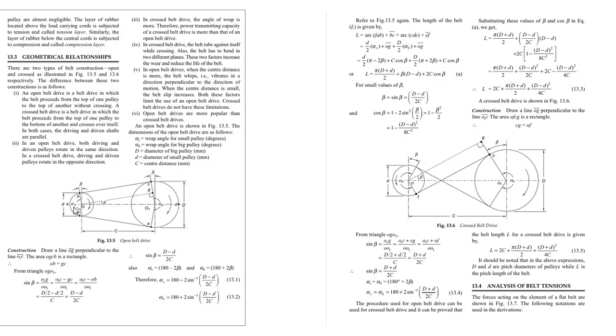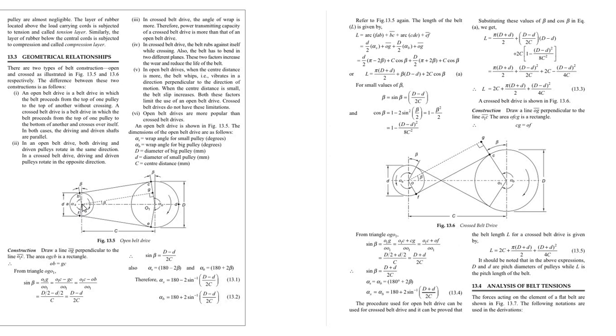The smaller pulley has an angle of wrap alpha S, while the bigger pulley has an angle of wrap alpha B. D is the diameter of the big pulley and small d is the diameter of the smaller pulley. C is the center distance between O and O1, and beta is the angle with the vertical axis at the end of the pulley.